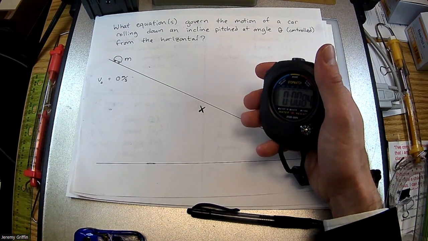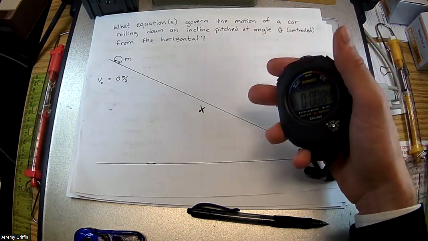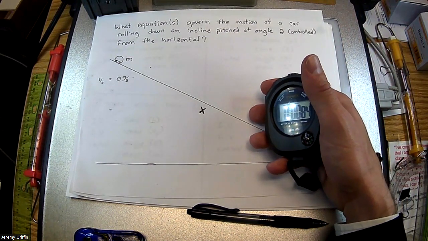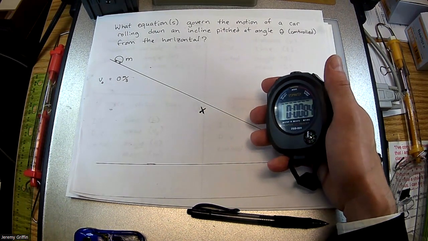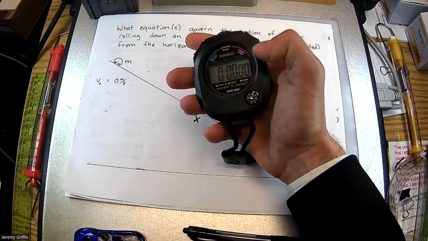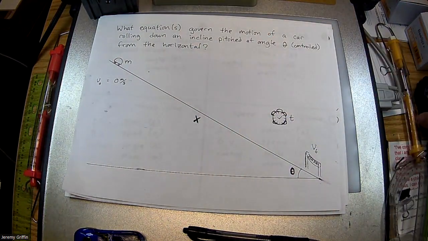AP exam in May, one of your FRQs is going to be experimental design. They want you to do a lab write-up. And one of the points is always do multiple takes and take an average, right? So we've got here start, stop, reset, and it says that exactly on the page, how to do that. All right, so we got time.